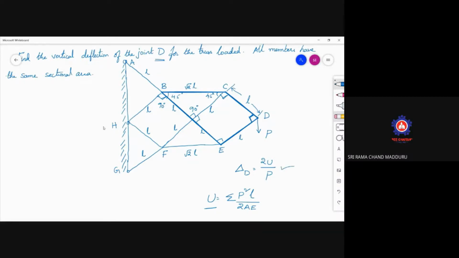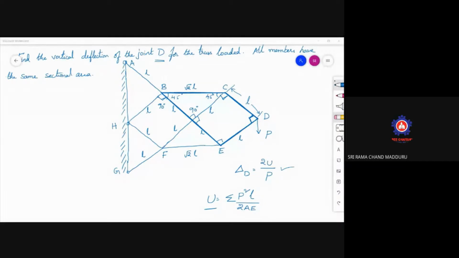So you practice this one and tell me what is the answer. What is the final answer? Practice it and let me know whether you are able to solve it or not.